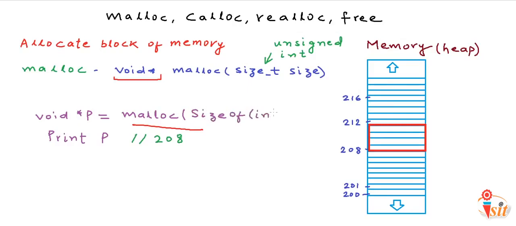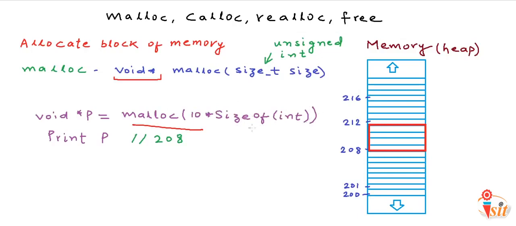So we typically use the function sizeof, which returns us the size of a variable in bytes, to figure out the size of the data type, and then we typically multiply this value returned by sizeof by the number of units that we need. So if we need memory for just one integer, this is good. If we need memory for 10 integers, we would write something like this: give me 10 into sizeof integer.